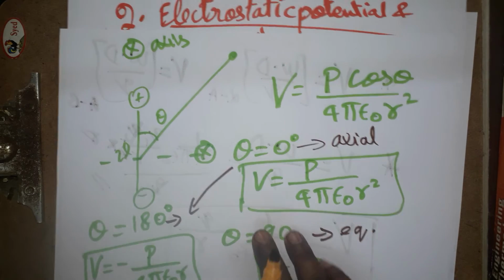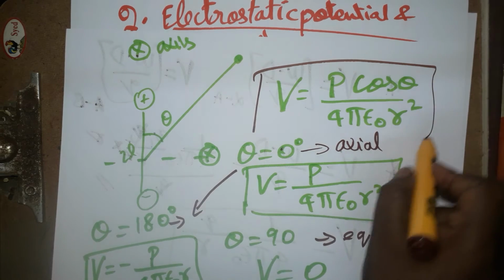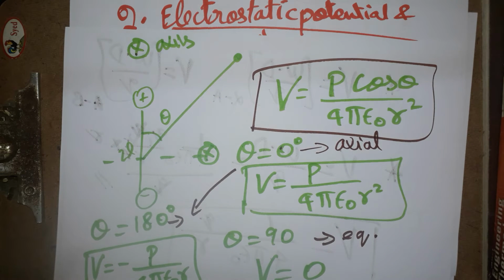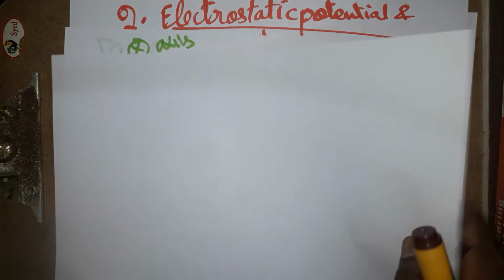Now the next formula. If you learn this derivation easily, you will come to know what is axial, what is equatorial, and what is the opposite side of the equatorial.